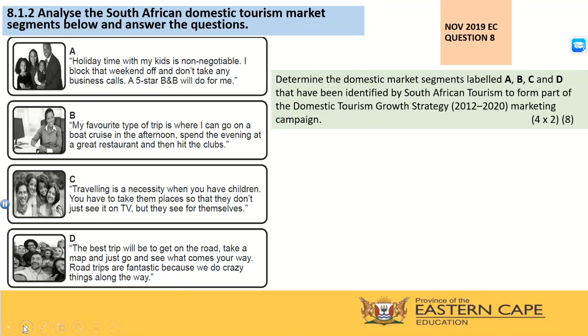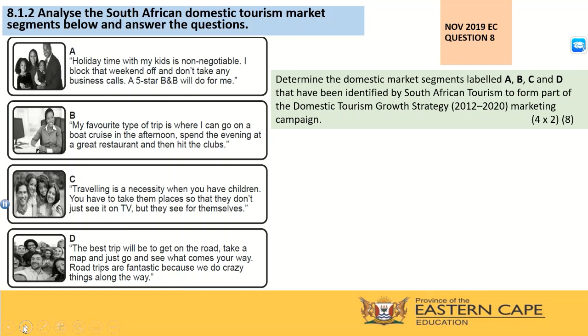Now the question there is, determine the domestic market segments labeled A, B, C, and D that have been identified by South African Tourism to form part of the Domestic Tourism Growth Strategy 2012 to 2020 marketing campaign. Now, I'm not even going to consider giving you the answers yet. I would like us to spend a little bit of time analyzing the statements on the left-hand side and the images. So what do we have with A?